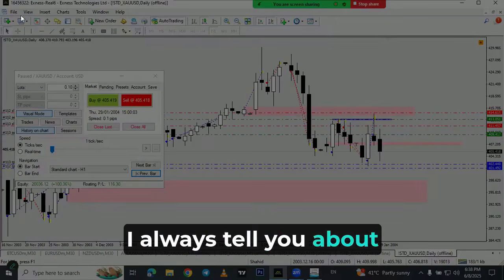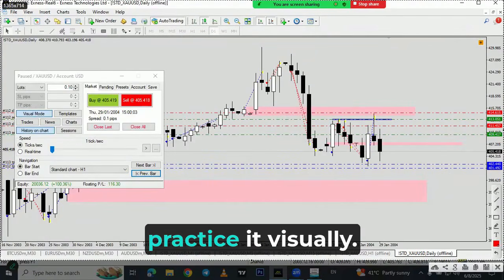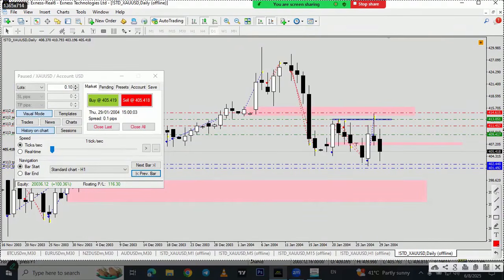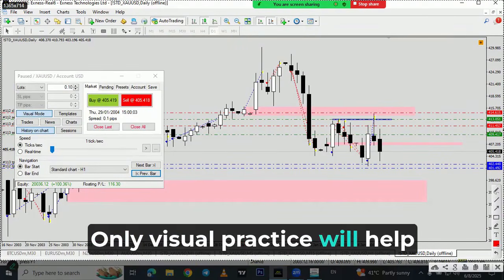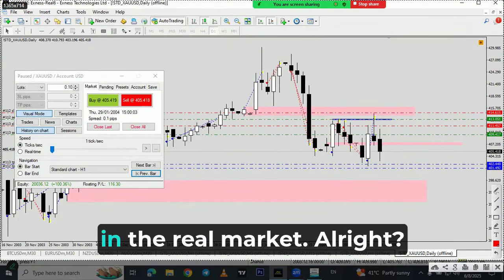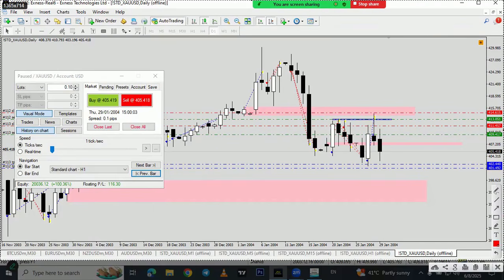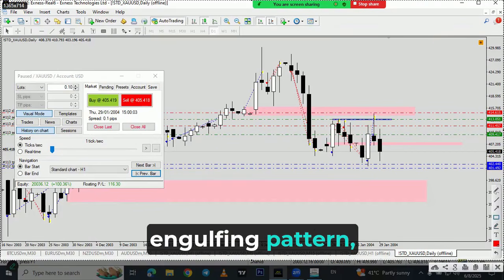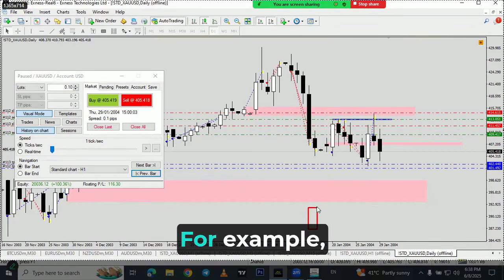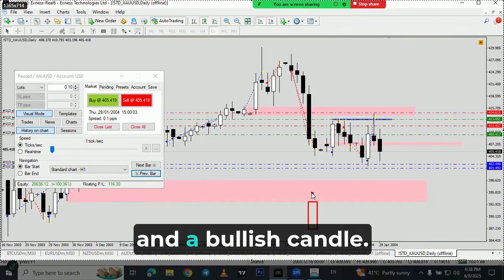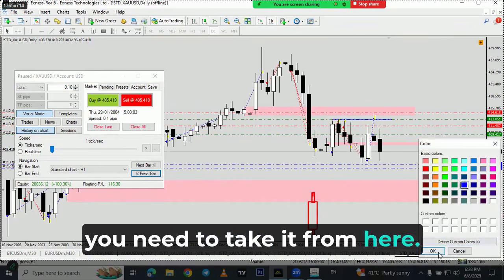I always tell you about engulfing so that you can practice it visually. Only visual practice will help you start seeing these things in the real market. All right. First, we need to take the engulfing pattern, which is only for day one. For example, this is a bearish candle and a bullish candle. If the market starts from anywhere here, you need to take it from here.